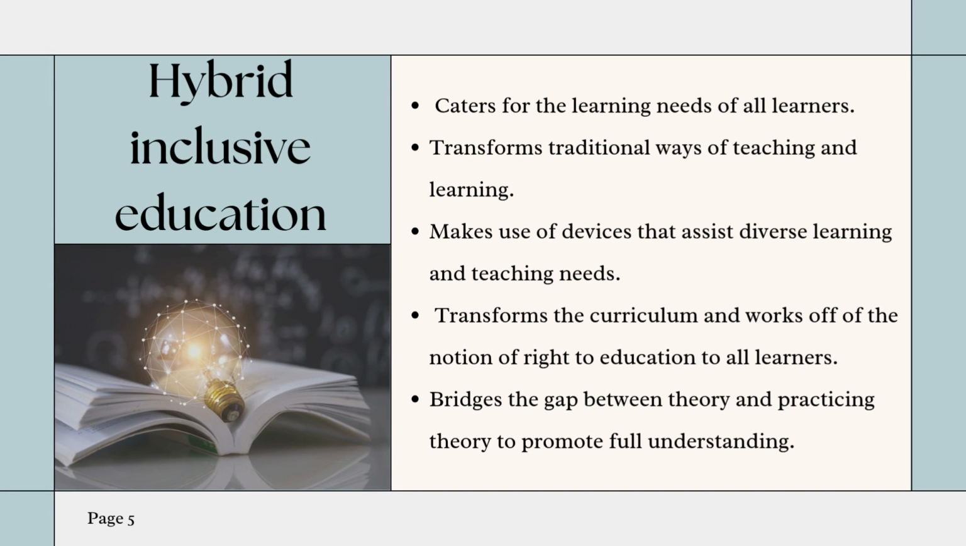An important trait of inclusive education is hybrid inclusive education, and it caters to the learning needs of all learners in the classroom through making use of devices that assist students in their learning. It also promotes the rule that all learners, regardless of their social backgrounds, have a right to education by bridging the gap between theory and practice.